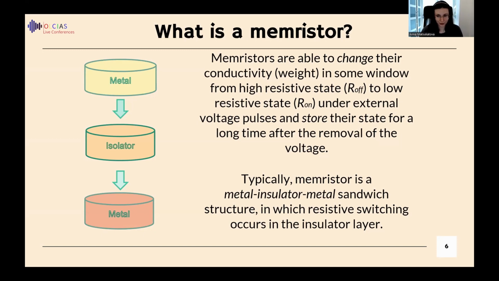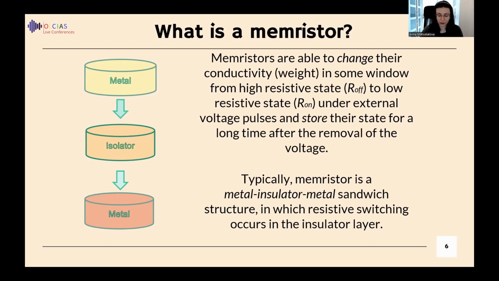And also, it is very understandable. It is just in the name of the structure, memristor. It is the combination of two words, memory and resistor. So it is resistive memory, if I can put it this way. So as I have said, the resistivity, the conductivity of the structure can change in some window, from high to low.